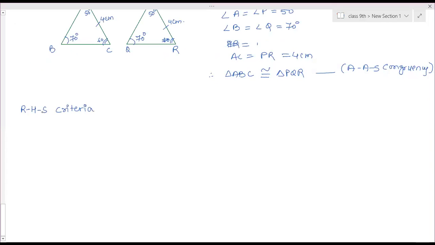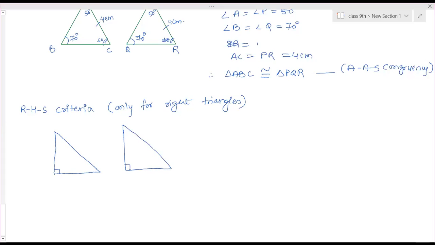RHS criteria. Then the last criteria is RHS. R means right angle, H is hypotenuse, S is side. So this is applicable only for right angle triangles. In two right angle triangles, one angle is 90 degrees. Take two triangles ABC and DEF, in which angle B and angle E are 90 degrees. Then the hypotenuse AC and hypotenuse DF should be equal, and any one of the sides, AB or BC. So I will make AB and DE equal. Then these two triangles are congruent by RHS criteria.